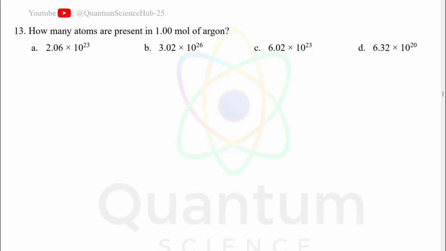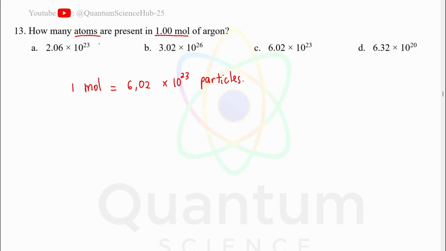Question 13. How many atoms are present in 1 mole of argon? Okay, how many atoms, right, in 1 mole? As we know, 1 mole equals 6.02 times 10 to the power of 23 particles. So these particles can be ions, molecules, or any specified particles.